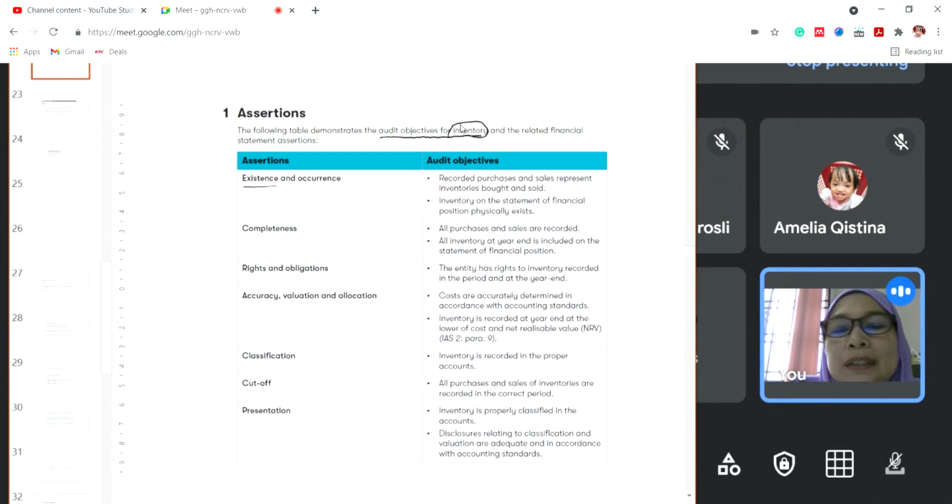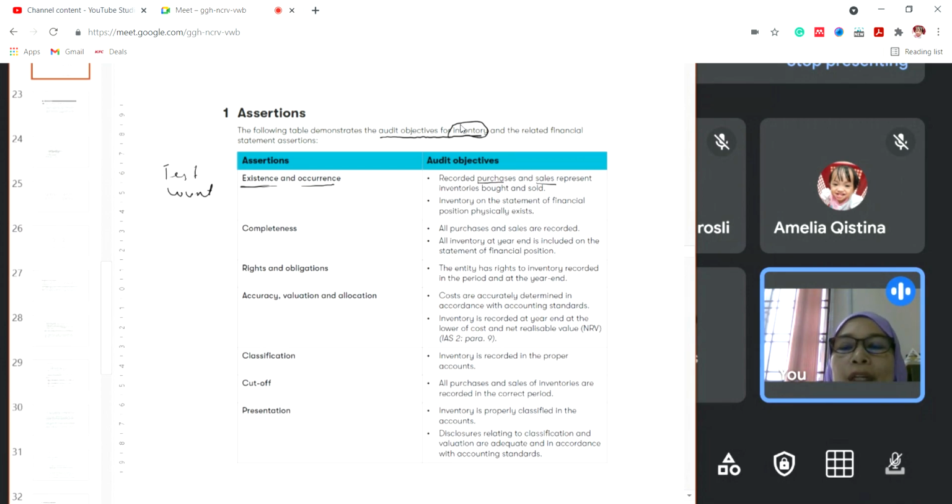Existence, you will get this objective when you perform the test count, the observation during the test count. So you will know that the inventory exists. Occurrence is actually for transactions, so that's why the audit objective relates to the purchase and sales of the inventory.